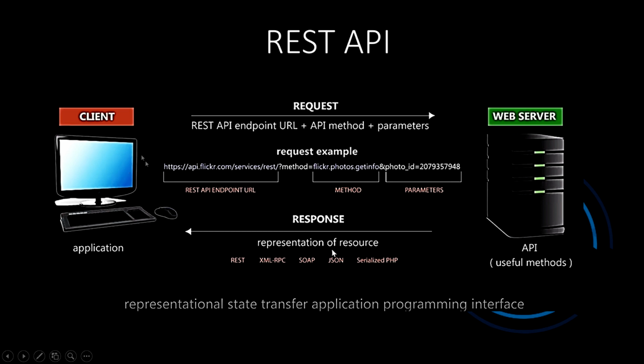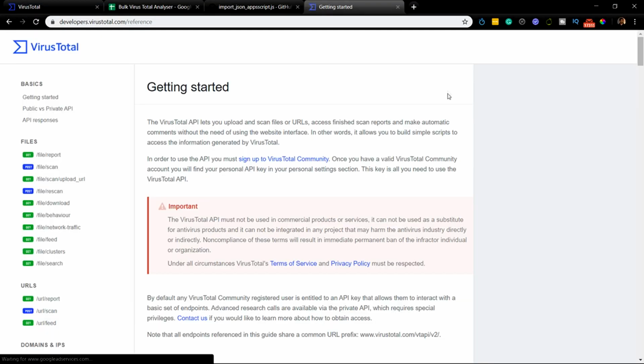So the client will not be a web browser. It could be a JavaScript or a Python script or even a PHP web page that can show the data automatically and query every time without the intervention of a user. Now if you want to know more about the API and how to use it, for example we are using VirusTotal here, so let's switch to the VirusTotal API documentation.